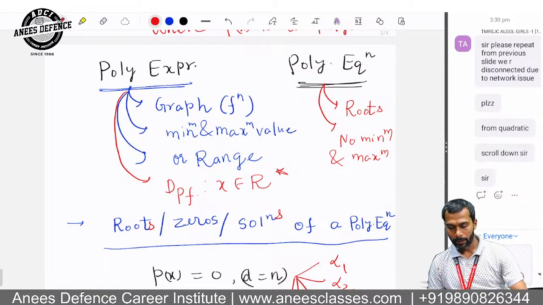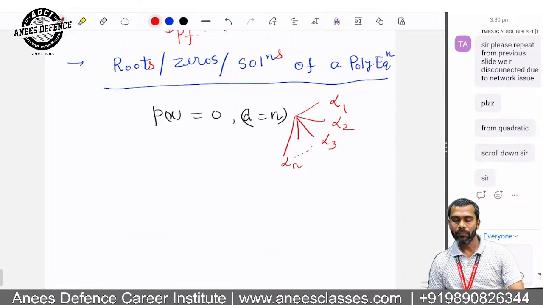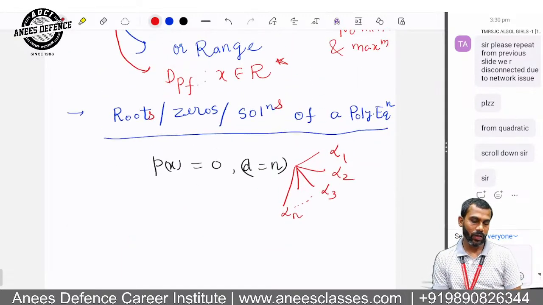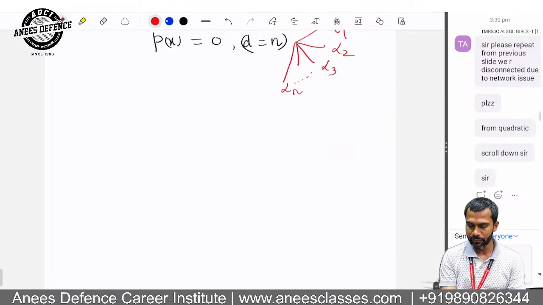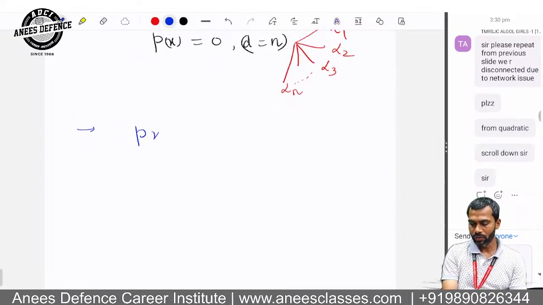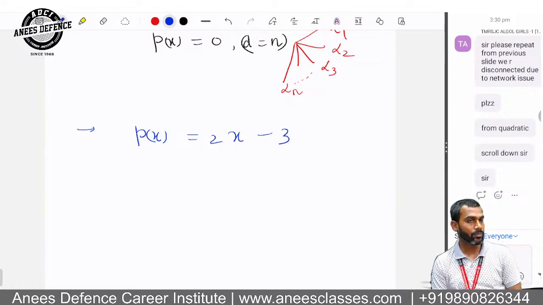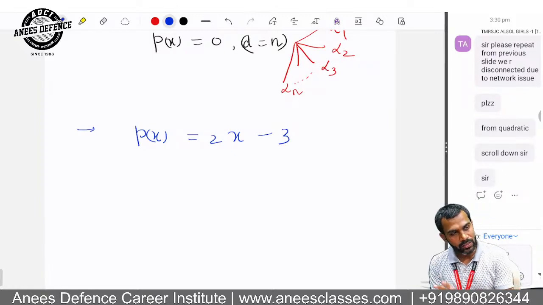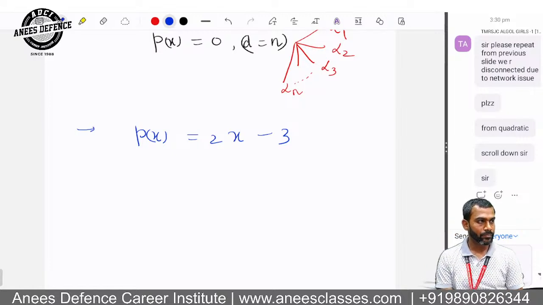Now, we'll talk about roots. Let me take one example. Suppose we have p of x is equal to 2x minus 3, for example. So this is a linear one. Yes or no? Can we say this is a straight line also? Replace p of x by y.